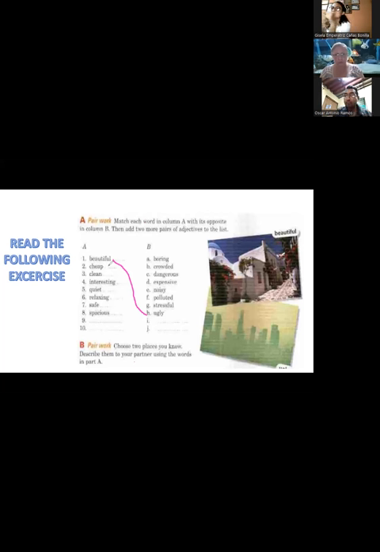Expensive. Yes, expensive. Nowadays, the products are very expensive compared to before, so prices have changed with time. So what about clean? What do you have for clean? What's the opposite?